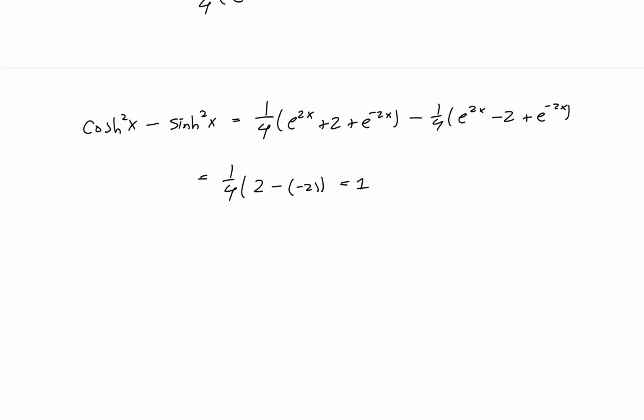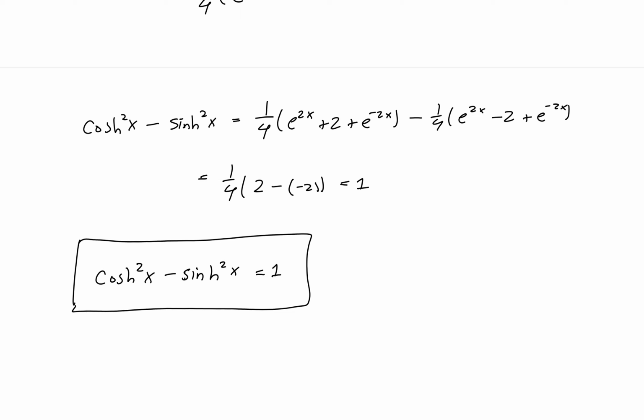So our identity here is hyperbolic cosine squared minus hyperbolic sine squared is equal to 1. So not the exact same as the sine and cosine relation, but pretty close. Just have a difference there. We have a subtraction instead of an addition.